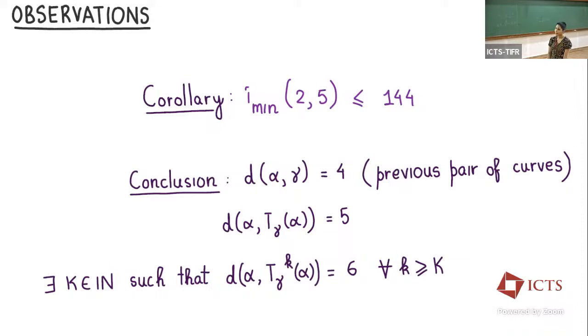Like alpha gamma have distance 4. We twist around gamma, you have distance 5. Twist alpha around gamma alpha, get 6.